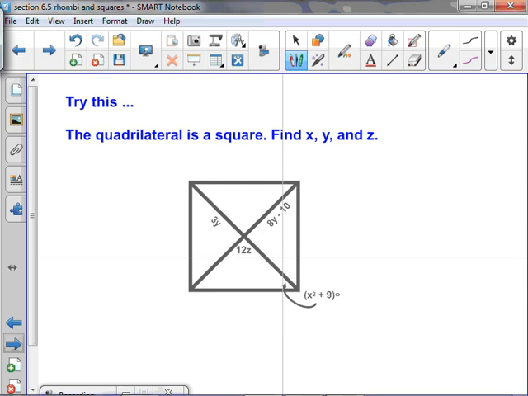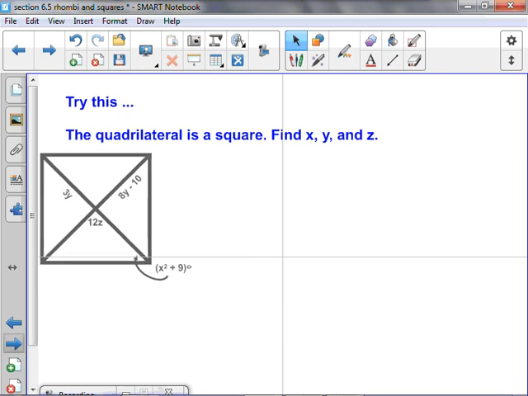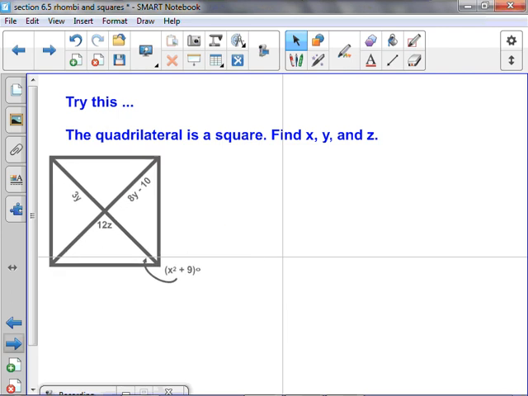The quadrilateral is a square. Find x, y, and z. So let's do one more. Let's see if I can move this over just a little bit first. Okay? And I am going to start with z because that looks the easiest.